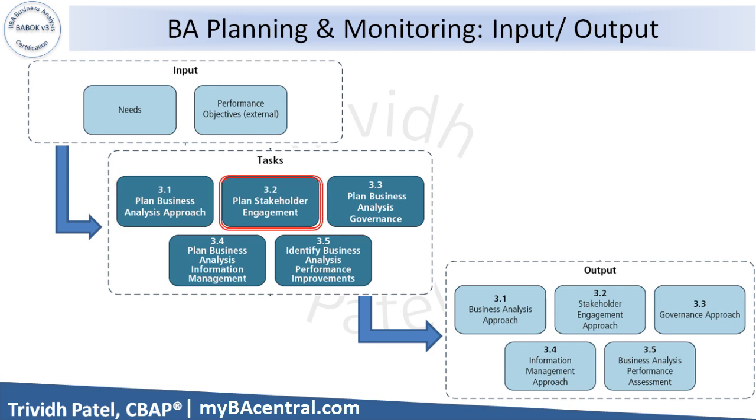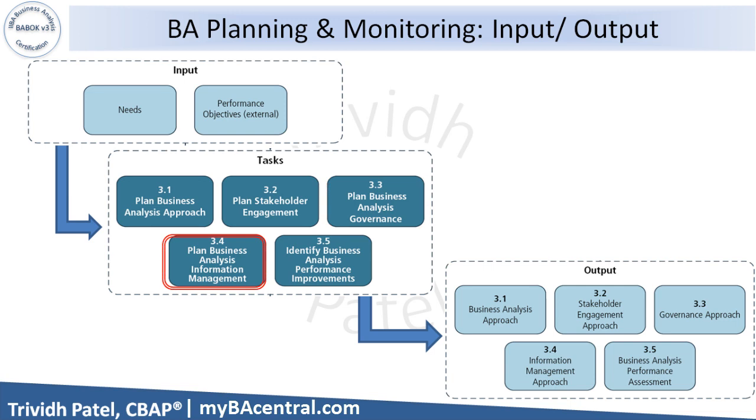Using the plan stakeholder engagement task, we can understand which stakeholders are relevant to the change and the best way to collaborate and communicate with them. Using the plan business analysis governance task, we can define a process for requesting, analyzing, and approving change requests and describe how approvals and prioritization decisions will be made for requirements and designs.